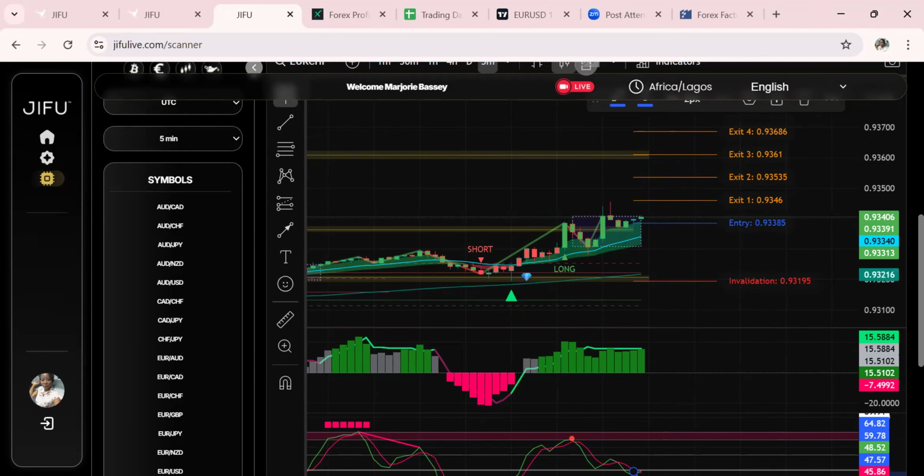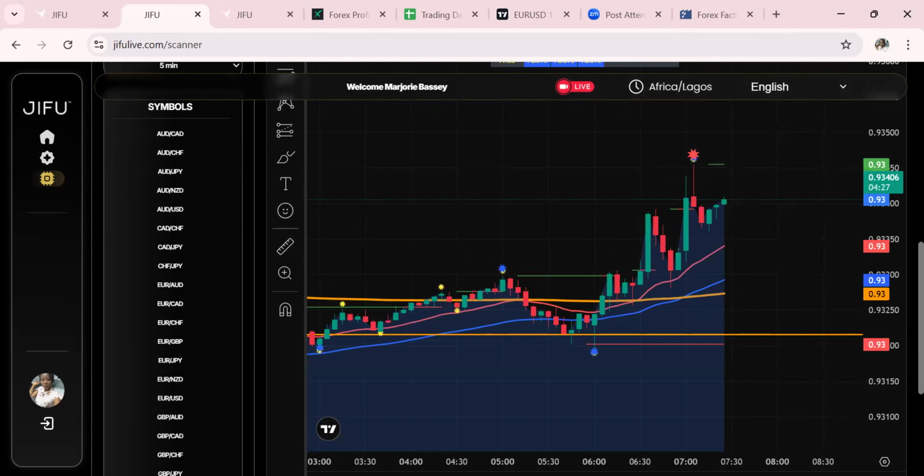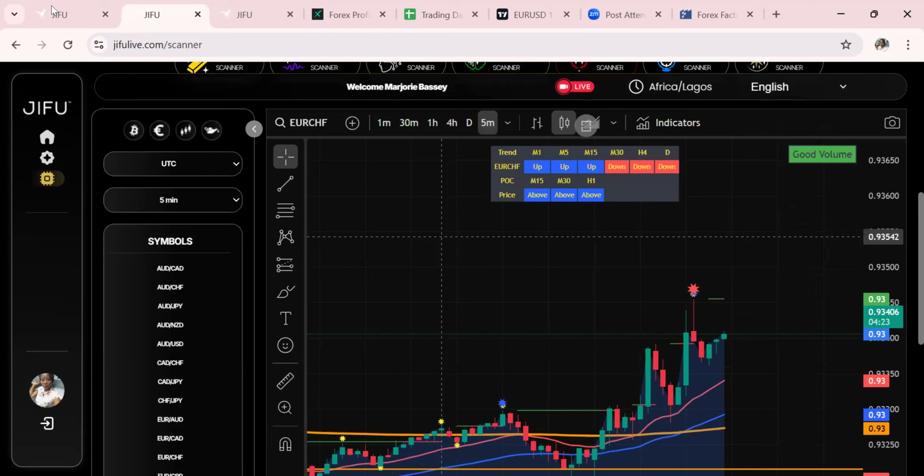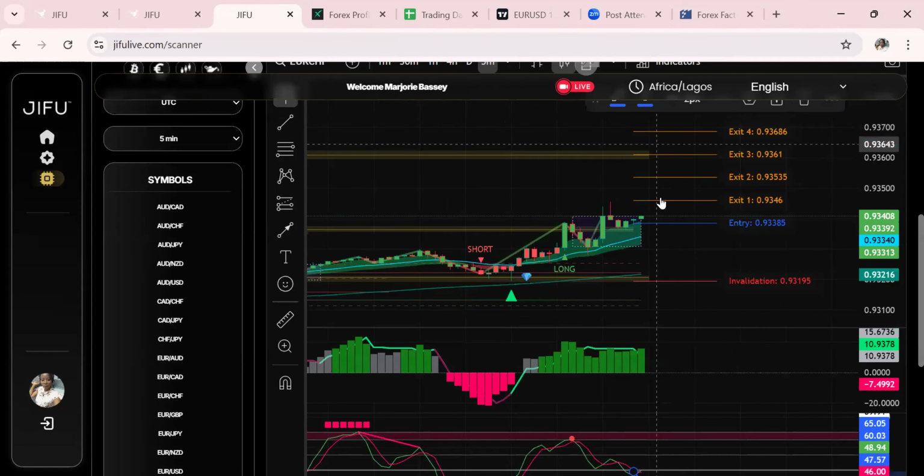So that's for Euro CHF, because all the parameters have aligned. And then for your TP, you can target exit 2 or exit 3.